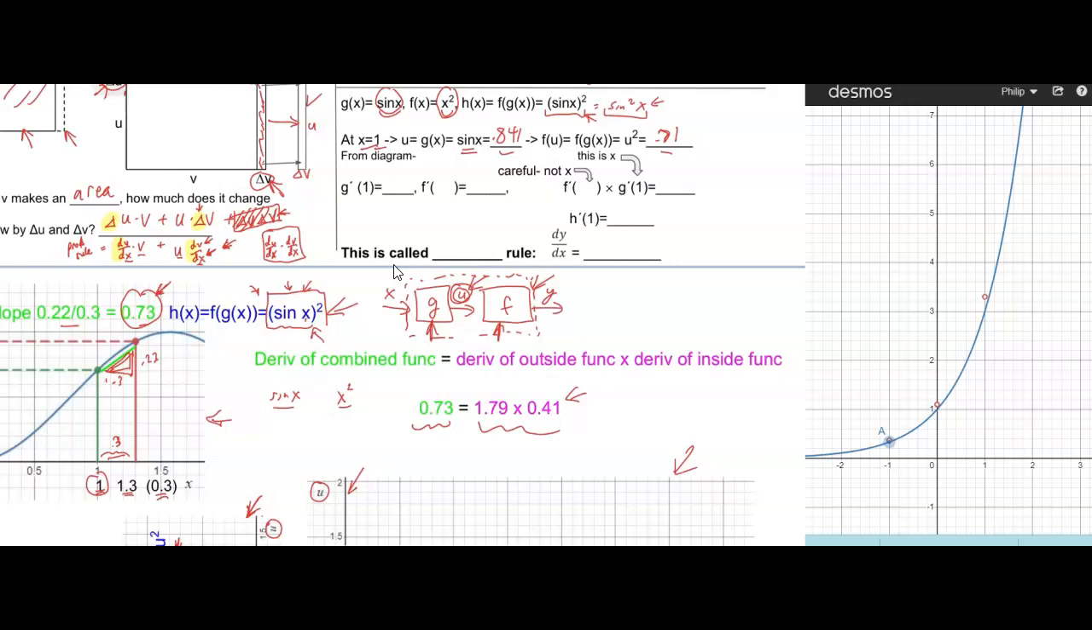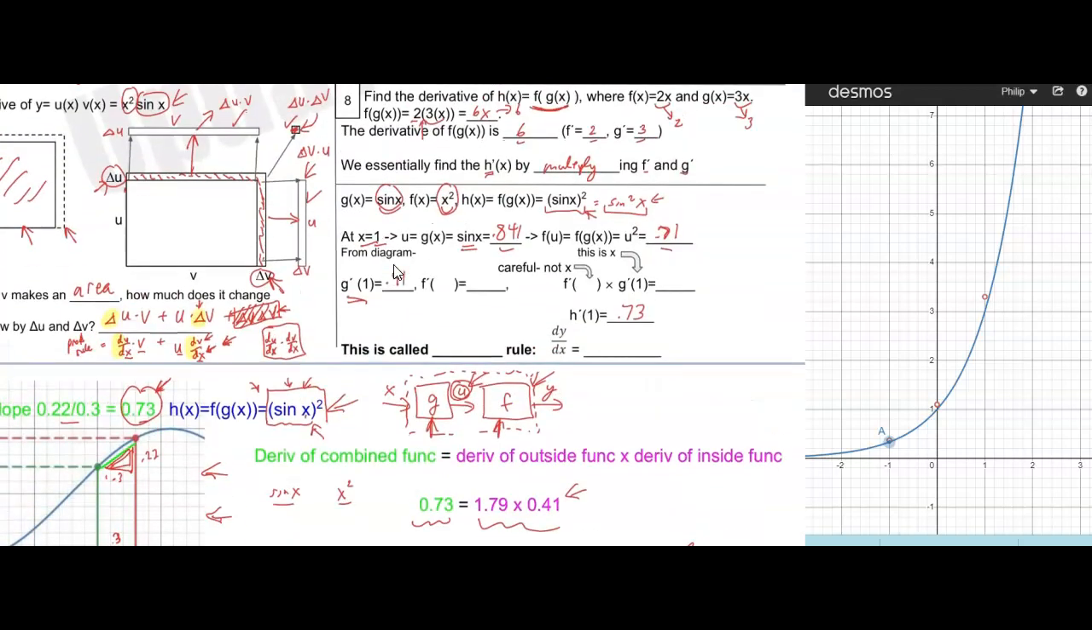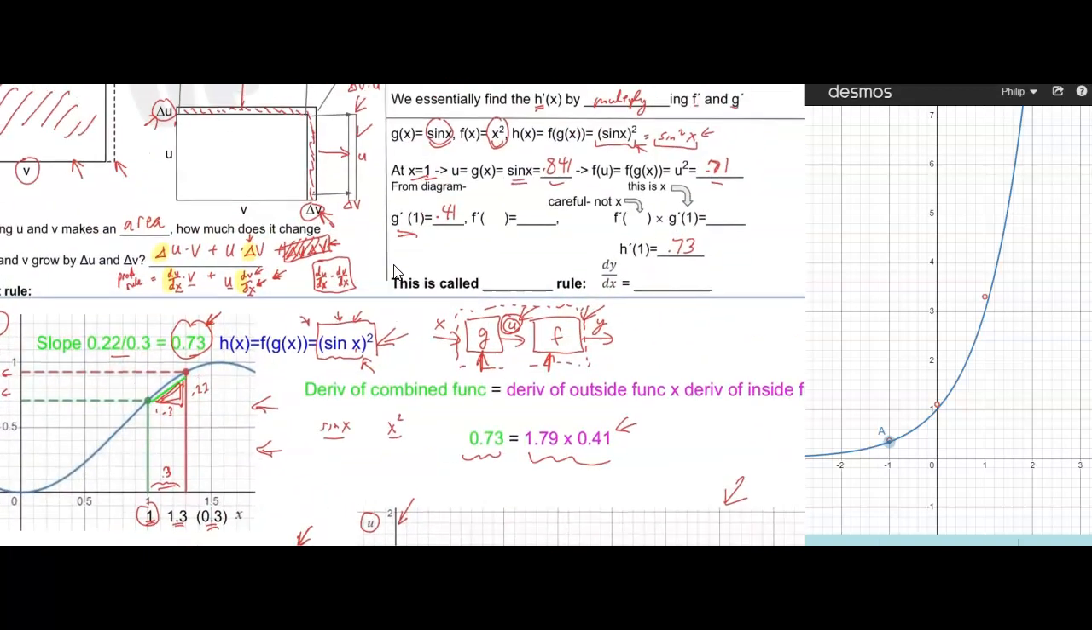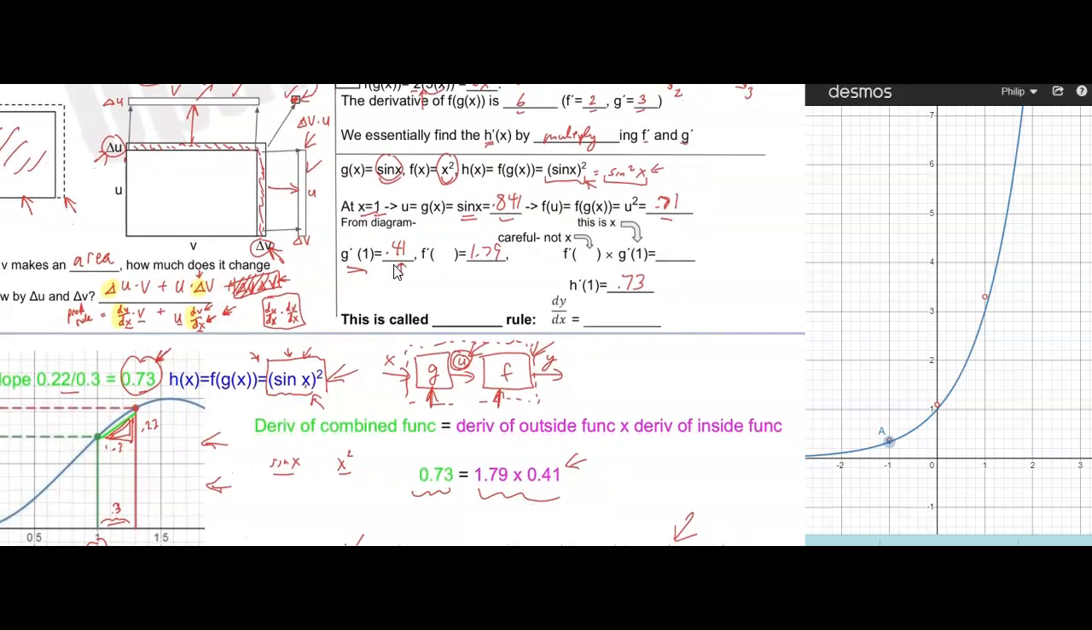We already saw that if we directly do it with one step here, the derivative of the composite function at x equals 1 is 0.73. So we can write that down here. Now, when we find the derivative at x equals 1 of the g function, we saw that it's 0.41. So I'm going to write that down here. And when we do the same thing for the f function, the derivative is 1.79, right? So it turns out that if we multiply these two together, we also get 0.73. So it is a valid method of finding the composite function derivative by multiplying the two derivatives of the individual functions.